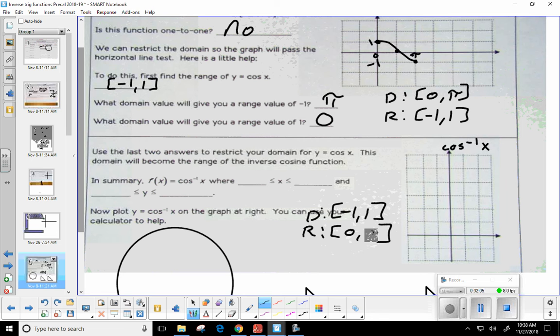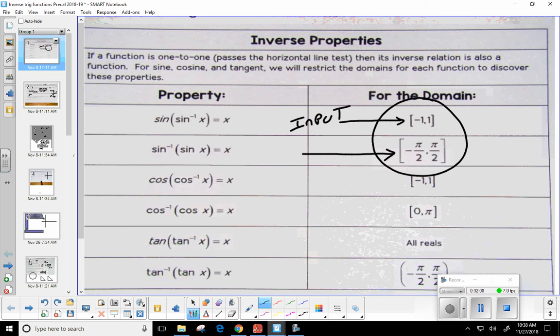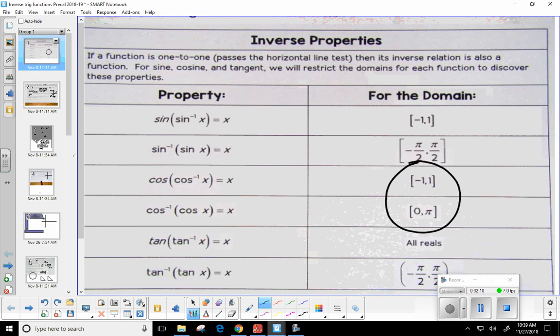If you take a look at the front of your packet again, you'll notice for cosine inverse, those are its restrictions. The good news is the ratio, just like sine inverse, still has to be between -1 and 1. It has to be in that interval if you're going to evaluate it and get an answer. But what's the difference? Your answer, your degree or your radian measure, has to fall between 0 and pi.